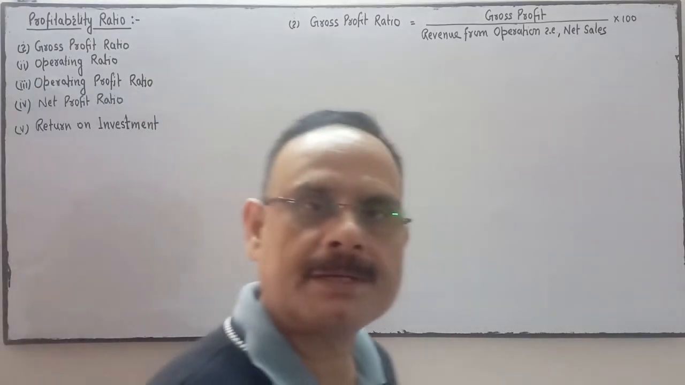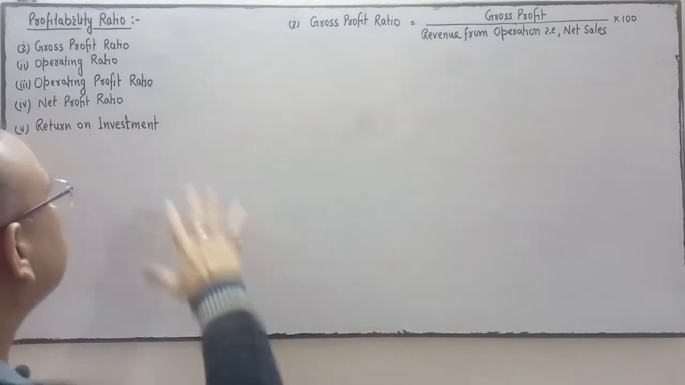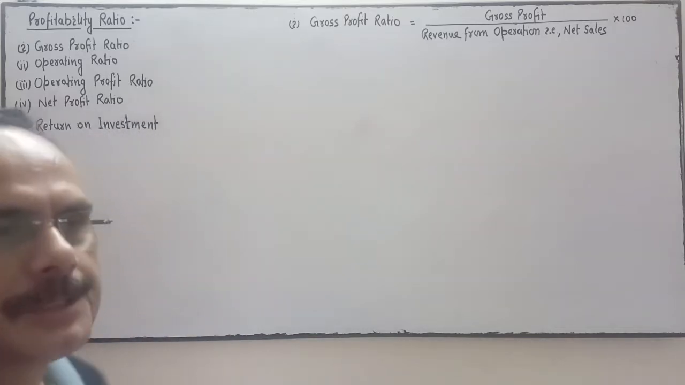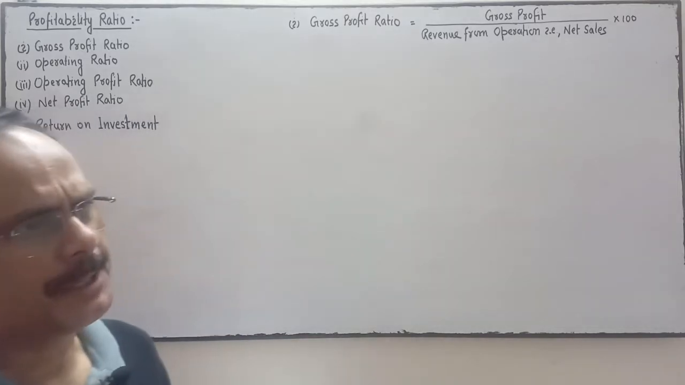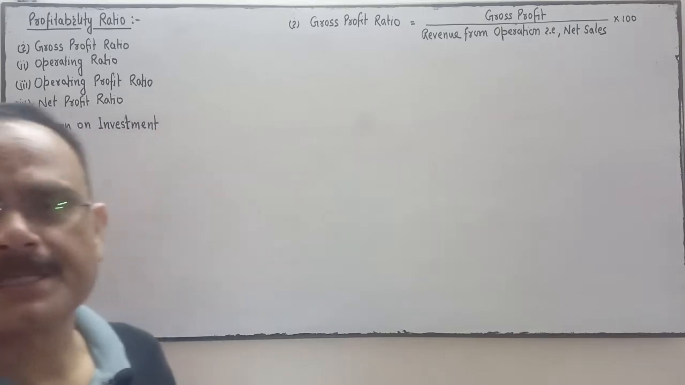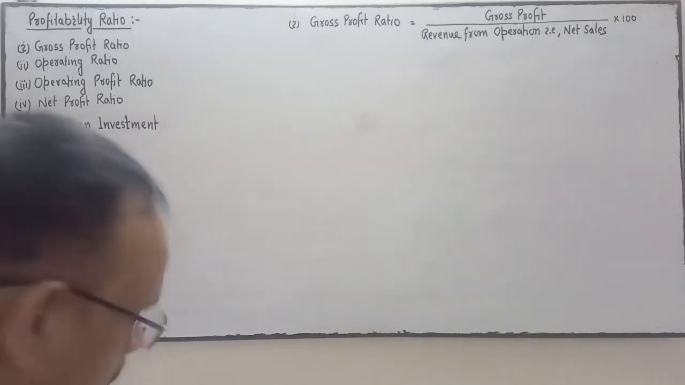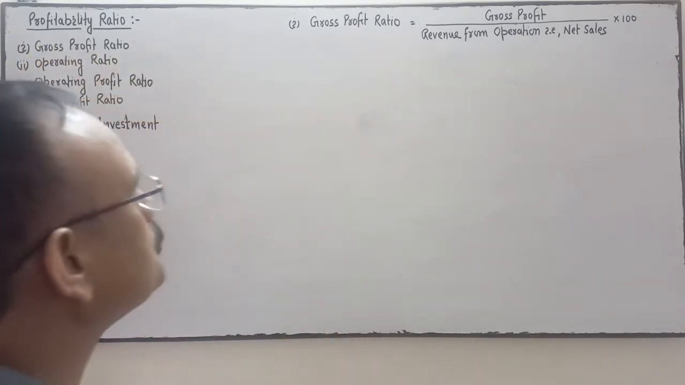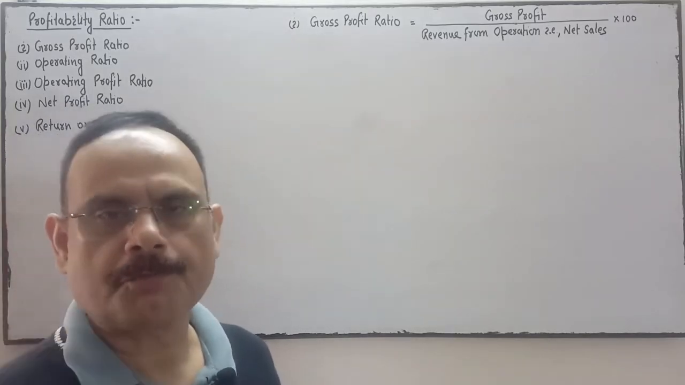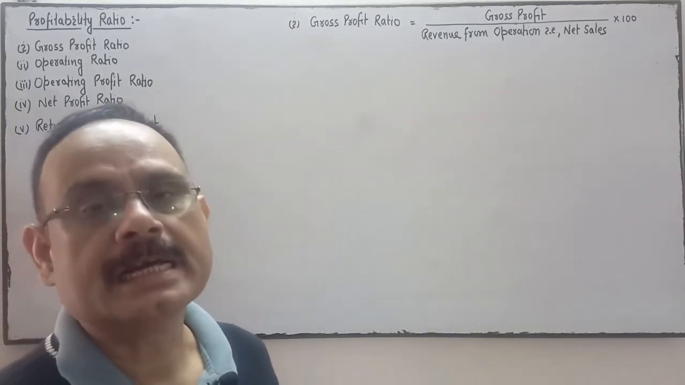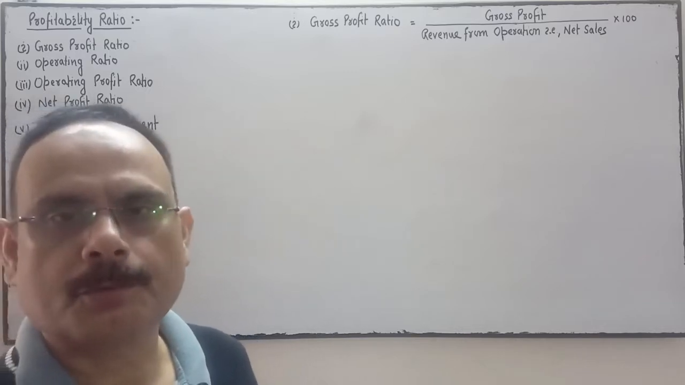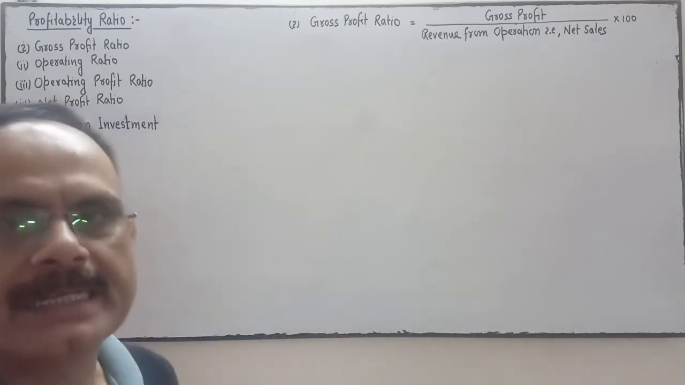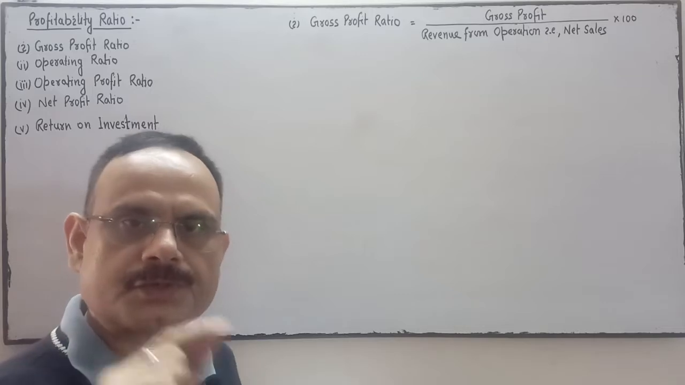Efficiency of the business can be measured with the help of these profitability ratios: gross profit ratio, operating ratio, net profit ratio, return on investment, return on equity, EPS, PE ratio. There are so many ratios. First of all, we will see the gross profit ratio. The simple formula is gross profit upon net sales, net sales meaning net revenue from operation, into 100. This is expressed in terms of percentage.